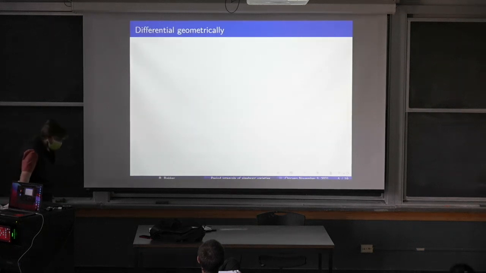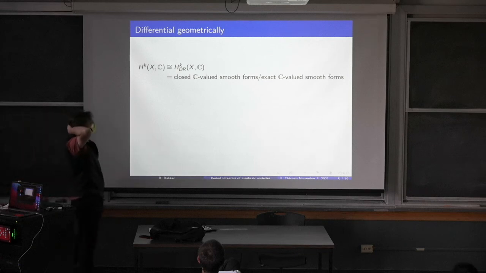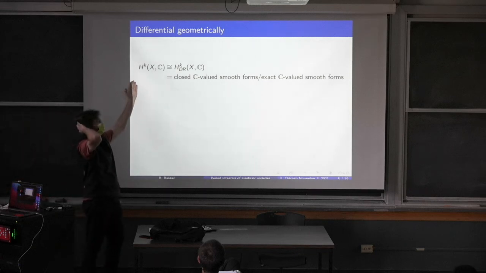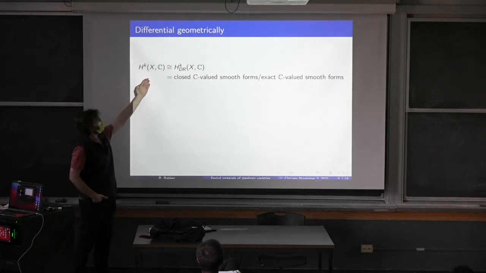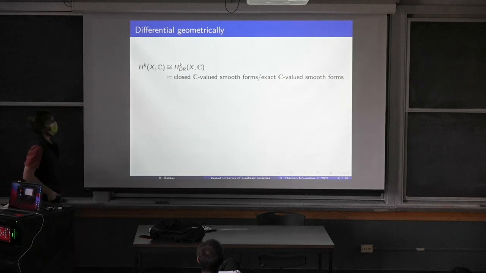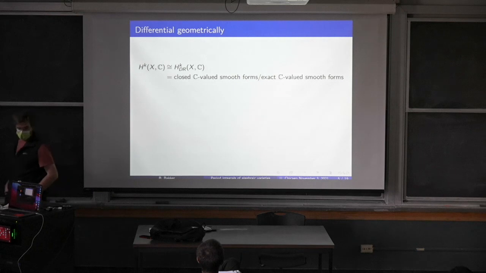Now, differential geometrically, we can extract a bit more information. So the key starting point is the de Rham isomorphism, namely integration against a chain, against a cycle, allows us to identify the singular cohomology groups with closed complex valued smooth forms modulo exact complex valued smooth forms.